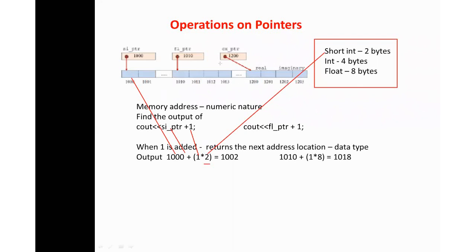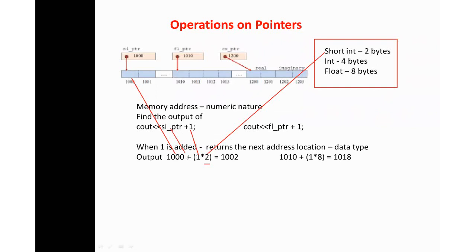Clear? So 1000 is the starting address. Now, important thing: any operations on your pointers will start only from the base address. Have that in mind very clearly, okay? So 1000 I have given you is the starting address, that is the base address.